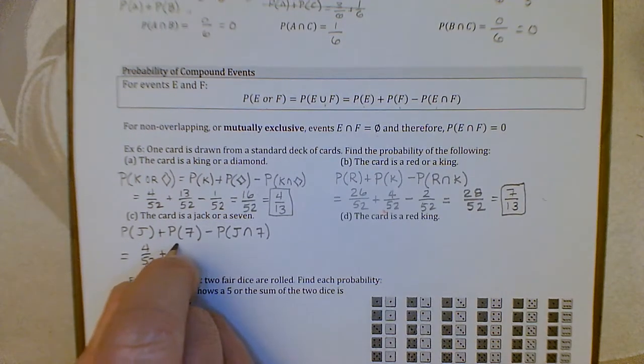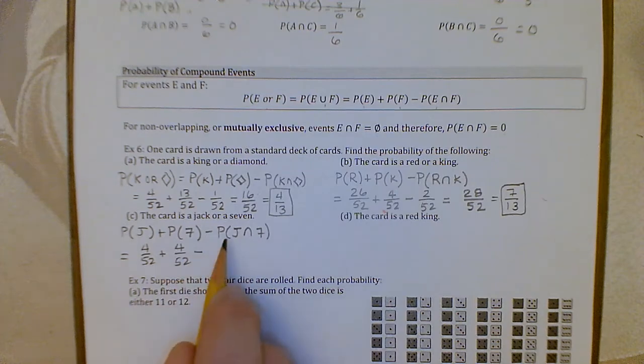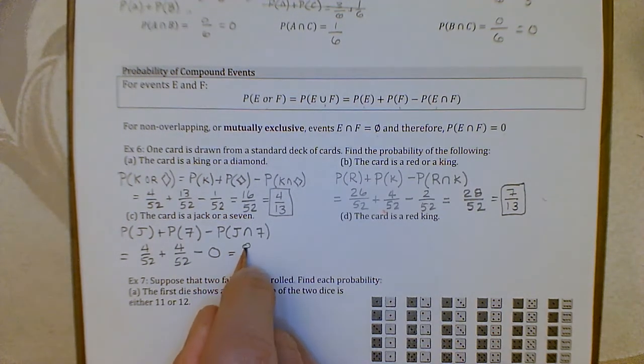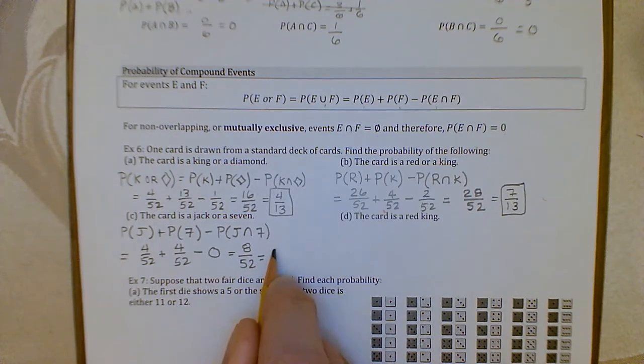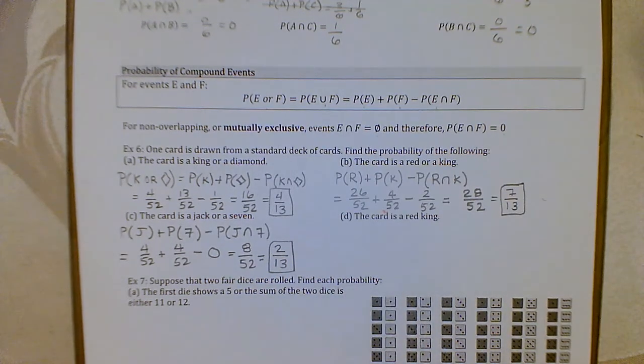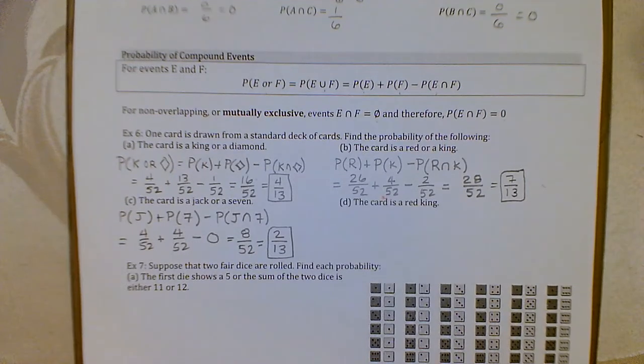Probability that it's a 7, there are 4 7s out of 52. Minus the probability that the card would be a jack and a 7, well, that's just not possible. So that would be 0. So this gives us 8 out of 52, reducing that down to 2 out of 13 is the probability of getting a jack or a 7.